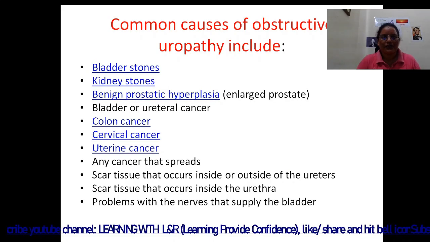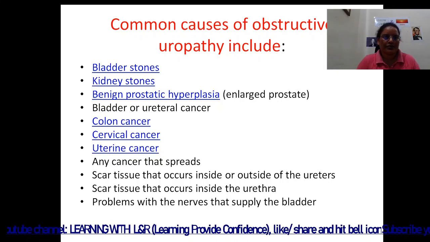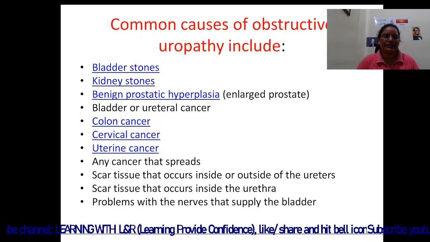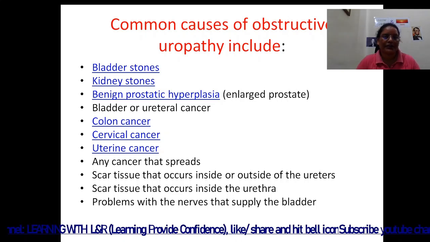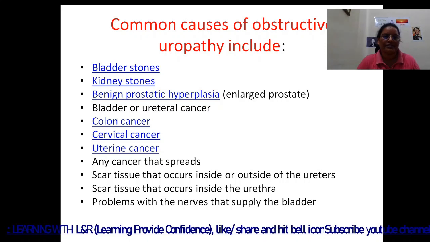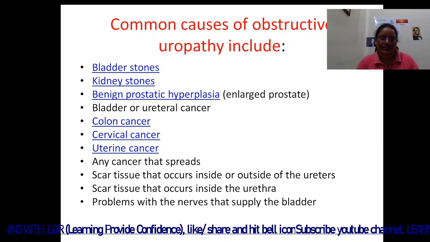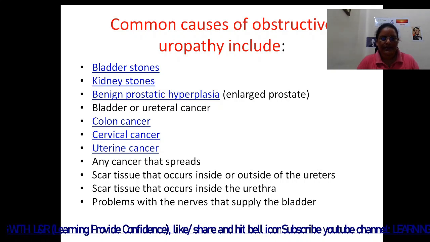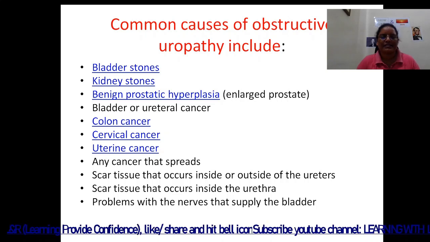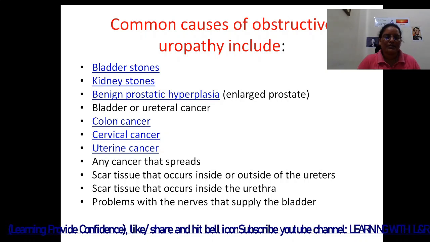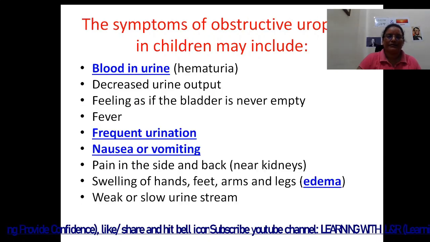Common causes of obstructive uropathy include bladder stones, kidney stones, benign prostate hyperplasia, then bladder or ureter cancer, colon cancer, cervical cancer, uterine cancer, any kind of cancer in that particular area. Scar tissue that occurs inside or outside the ureter, scar tissue that occurs inside the urethra, and problems with the nerves that supply the bladder.